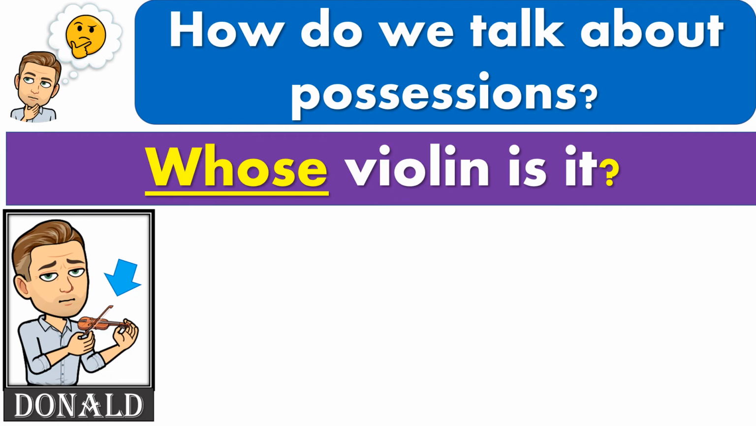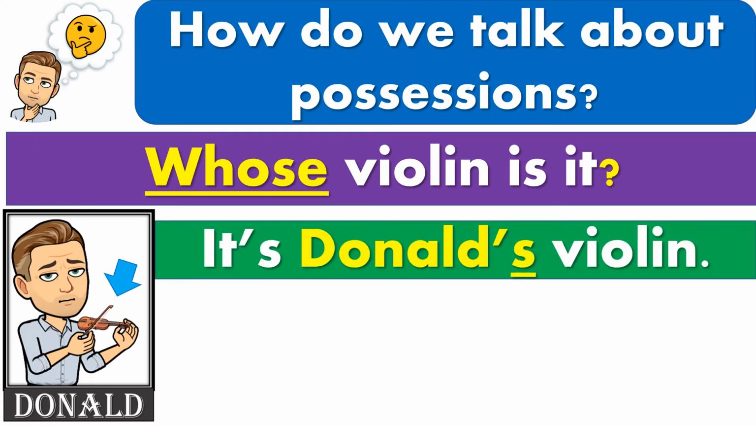So when we're asking about possessions, the question will always start with whose. The possession in this example is a violin. So whose violin is it? We could say it this way. It's Donald's violin. That's one way to talk about possessions.